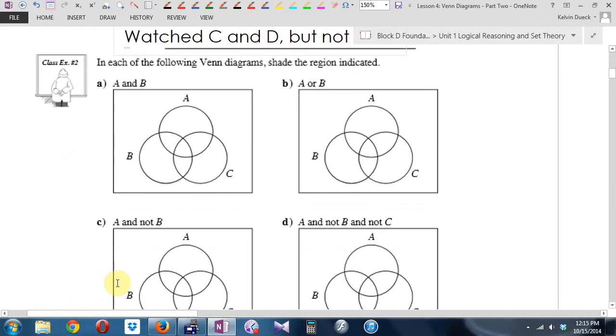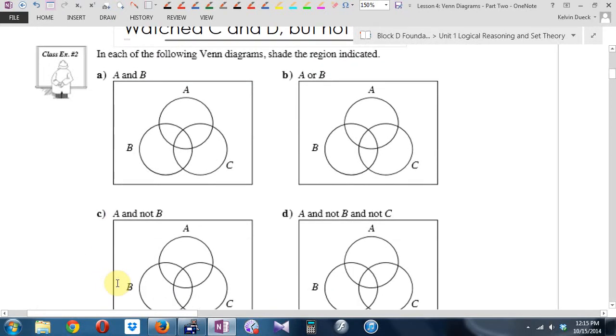Example 2. In each of the following Venn diagrams, shade the region indicated. A and B. It includes all three, and it includes just A and B. A or B. Hey, again, how often do you get to color in math?